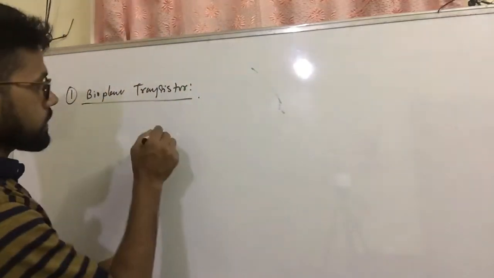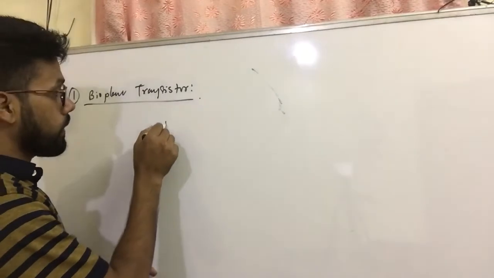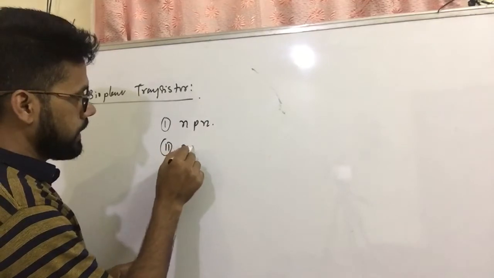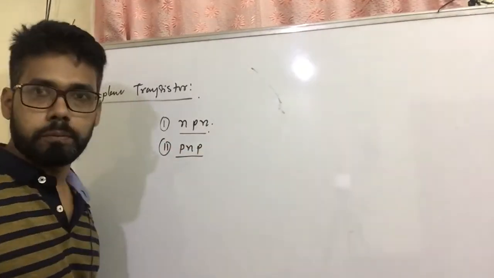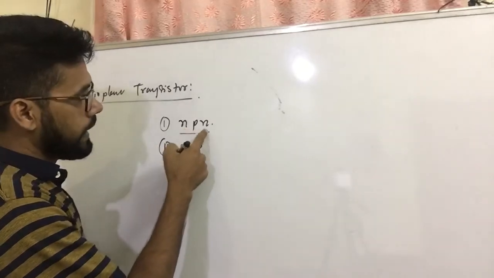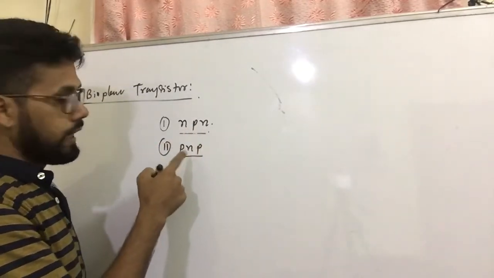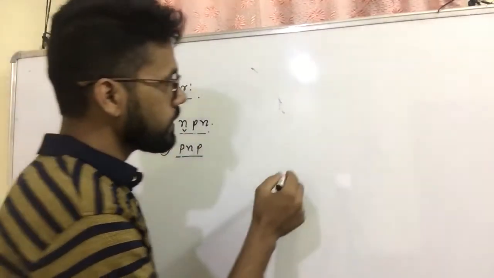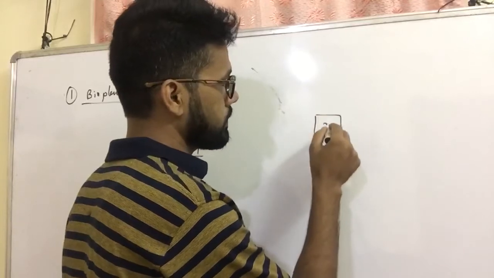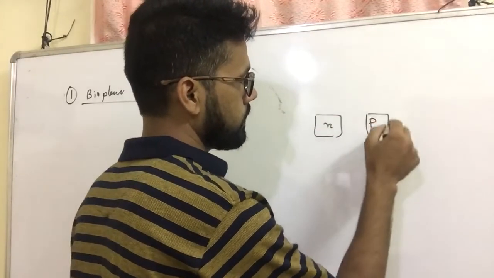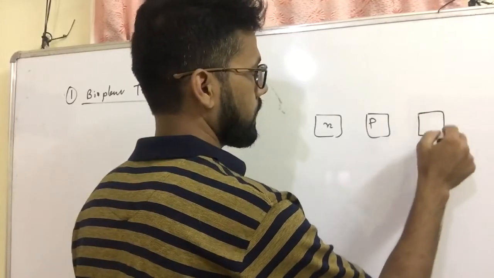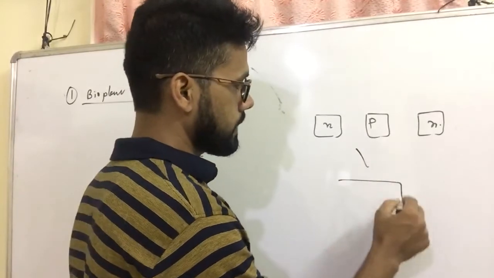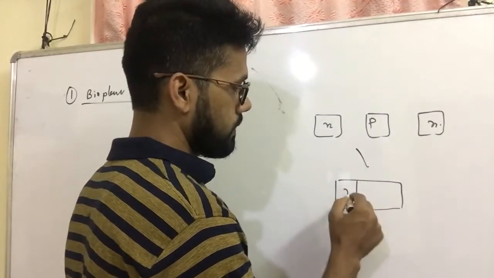There are two types of semiconductor transistor. One is the NPN transistor and the other is the PNP transistor. These are the two types of bipolar junction transistor. Suppose this is an N type semiconductor, this is a P type semiconductor, and this is an N type semiconductor. If we combine three semiconductors like this, it gives an NPN transistor.